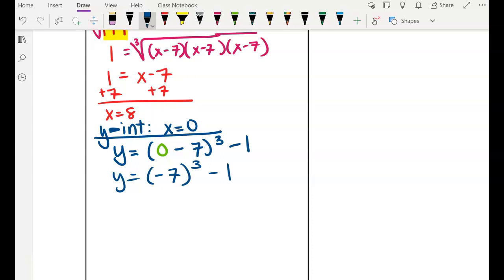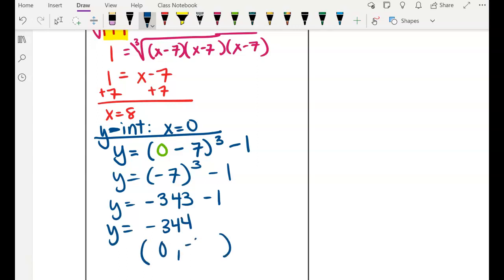PEMDAS says you need to do exponents, so make sure we do that next. Remember, we already studied perfect cubes. So negative 7 times negative 7 times negative 7, aka negative 7 to the third, is just going to be negative 343, minus 1. So that's negative 344. Write it as an ordered pair: 0, negative 344. Box that up.